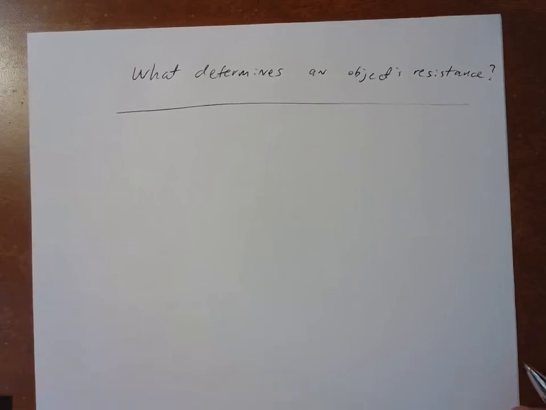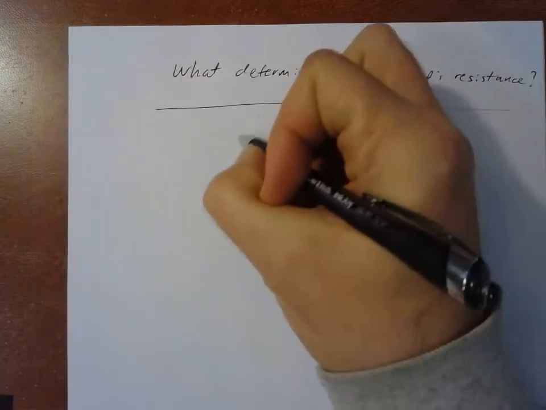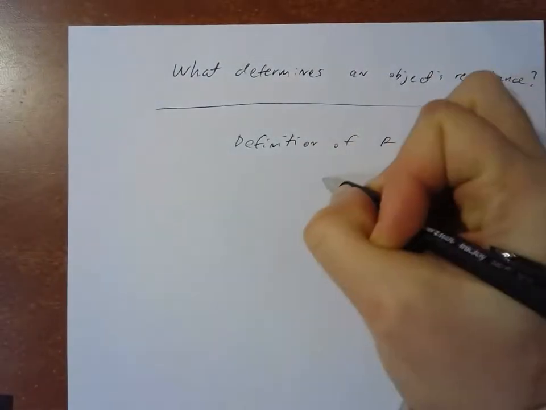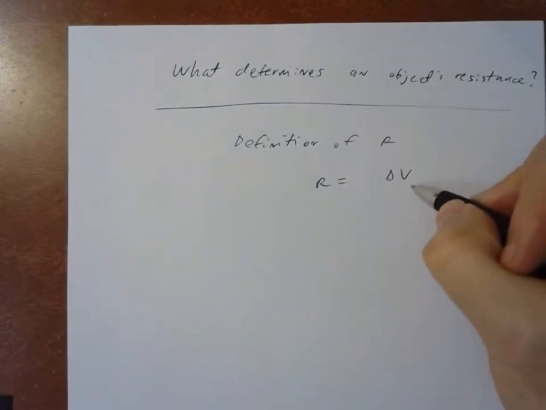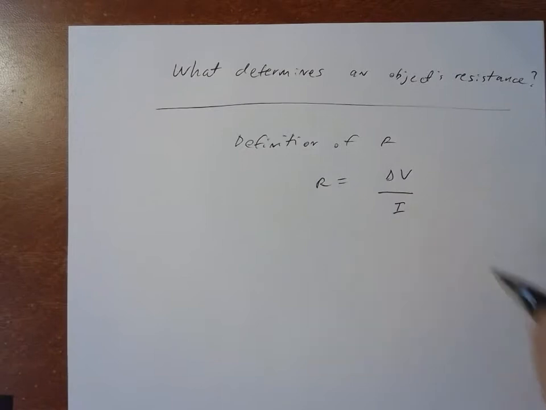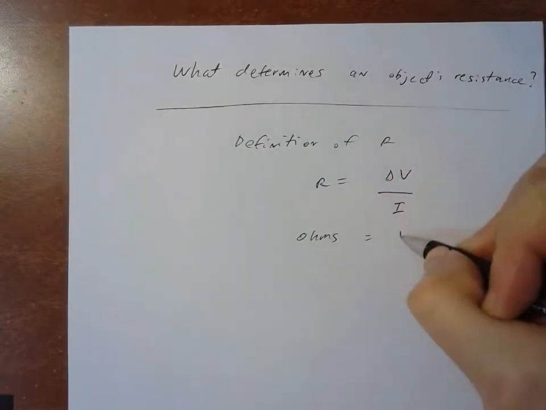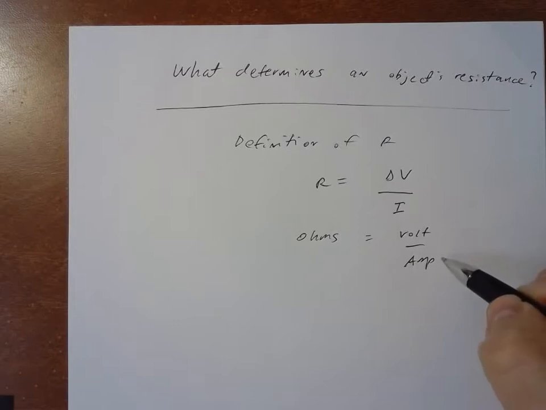Talk about what factors determine an object's resistance. And as you know, the definition of resistance of an object is the ratio of the voltage difference across that object divided by the electric current that flows through that object. And the units we use for resistance are ohms. And an ohm is simply a volt per amp. So the resistance would tell you how many volts it takes to drive an amp of current through an object.